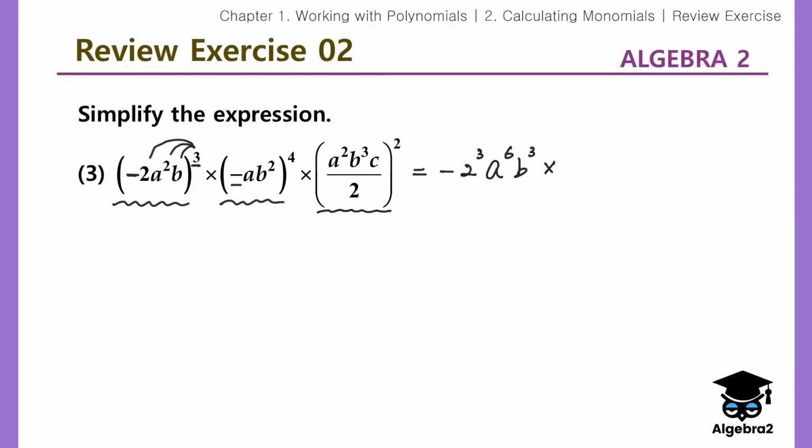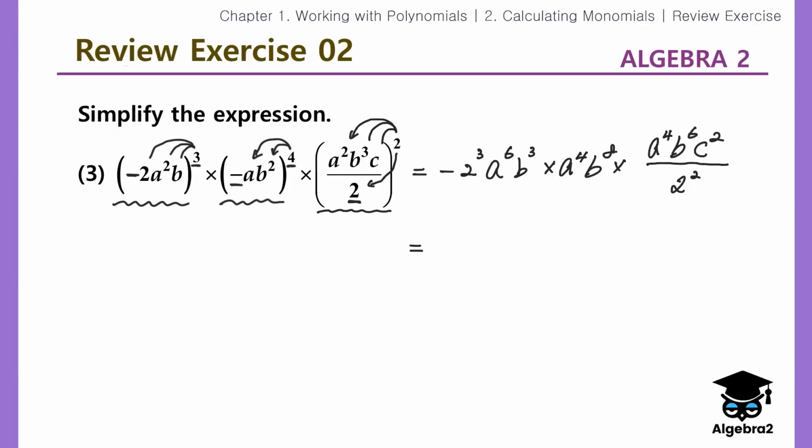times, negative is multiplied 4 times, that's positive, right? So positive a 4b to the 2 times 4, 8. A 4b to the 8, right? Here we have a 4 times a to the power of 4, b 6, 3 times 2, and c squared, right? C squared. And down here, denominator 2 squared.